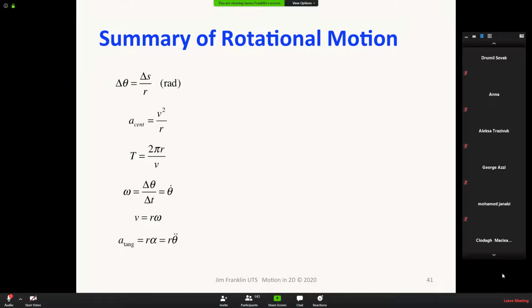And for radial motion, we saw the angular displacement was the arc travelled divided by the radius of curvature, measured in radians, our natural unit. And we saw how to calculate the centripetal acceleration. That's the acceleration pointing into the center, v squared on r. Period is the time it takes for one complete revolution, 2 pi r divided by the speed. And omega, change in angle with respect to time. The tangential speed, r times omega. And the tangential acceleration, r times alpha, or r theta double dot.